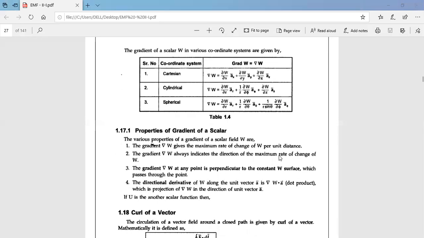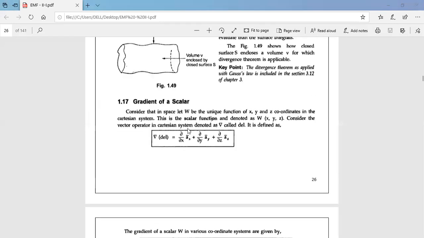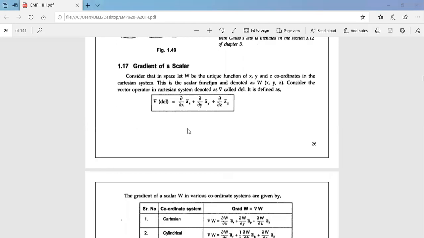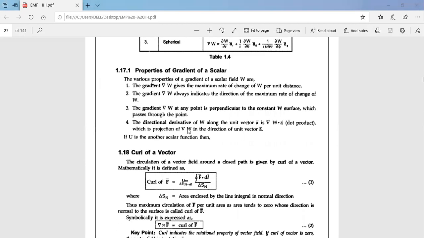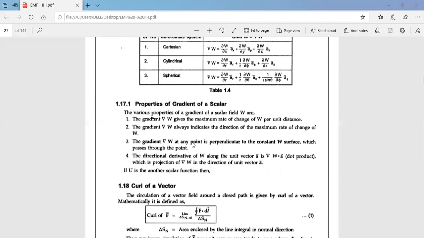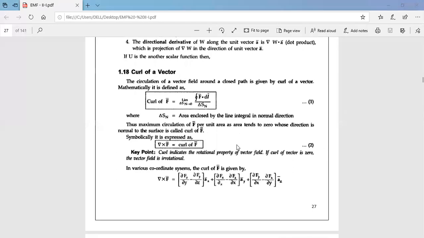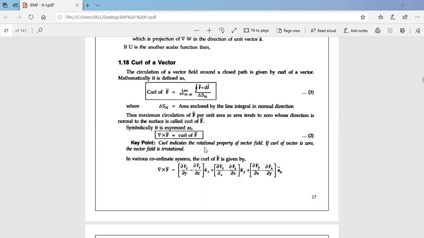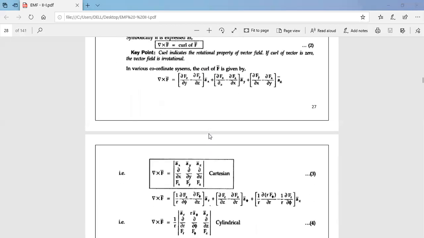All right. And these are some properties of gradient. Once we do the cross product, I will go back over this. And this one, which is the curl, you're required to know the cross product. So we can't do that either.